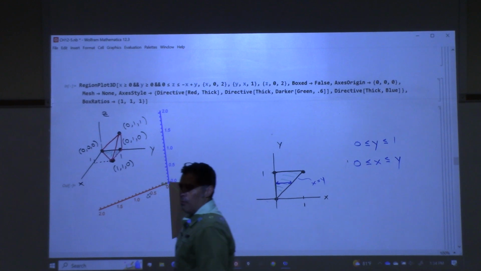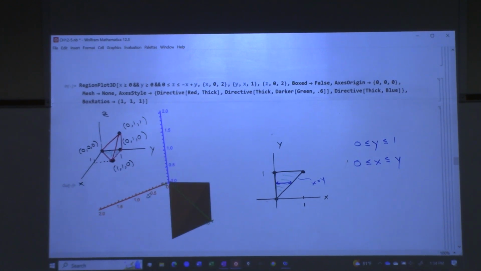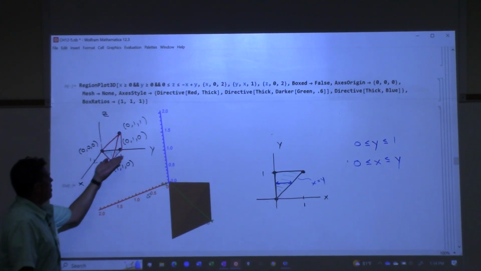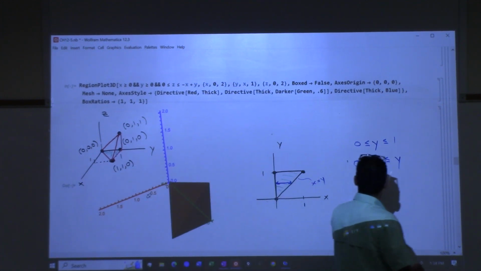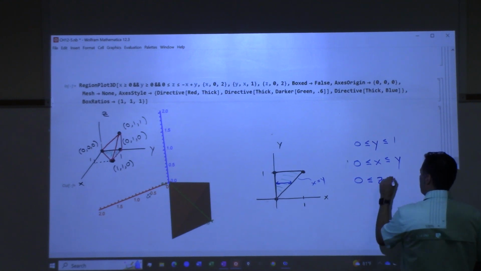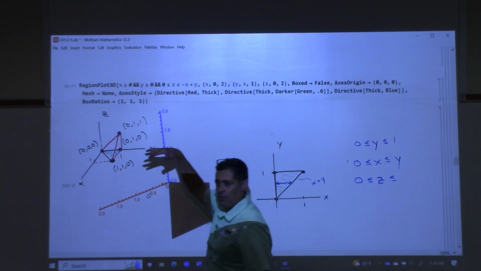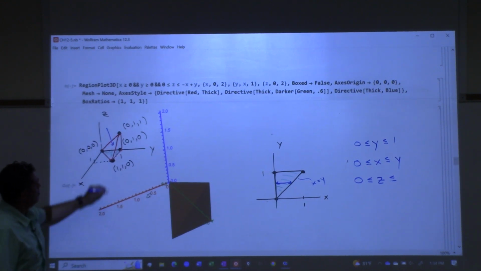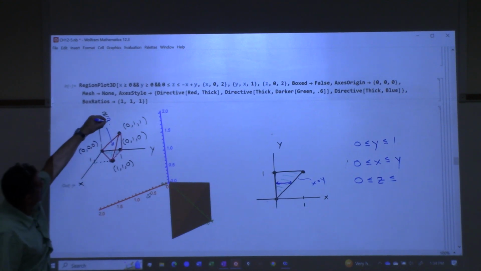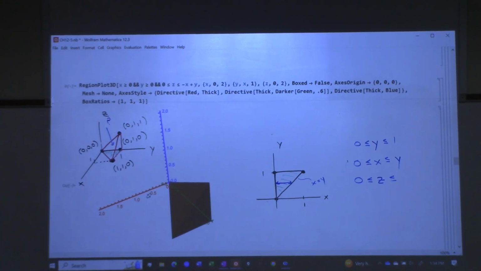All right, we need one more restriction on z to get our bounds, right? So when you look at this solid tetrahedron, the bottom of it is the xy plane, which is just z equals 0. So we know z is bounded on the bottom with 0. What is it bounded on the top with, though? A plane, right? It's this plane right here. We are not given the equation of that plane, are we? So we have to actually go get it.